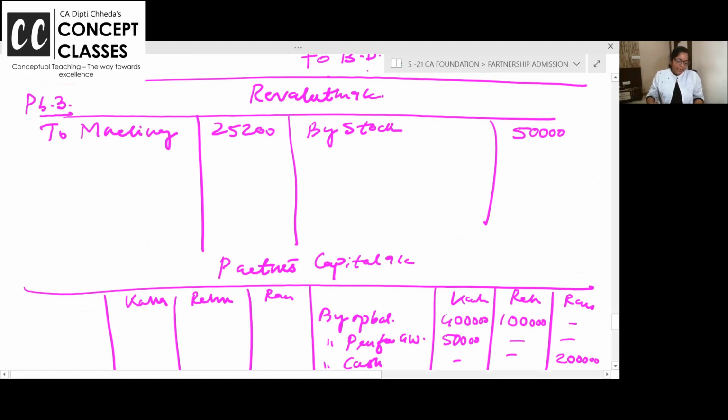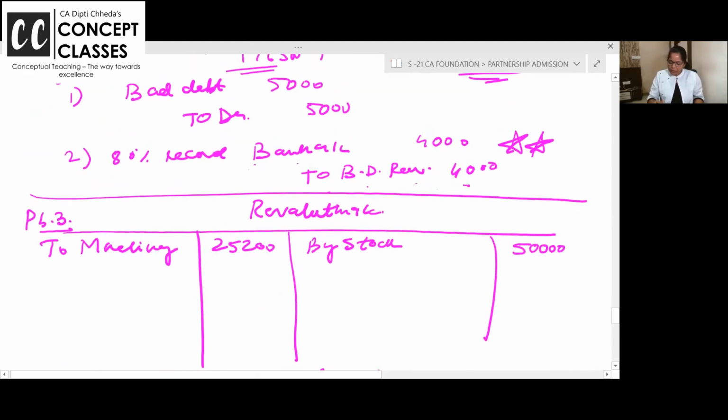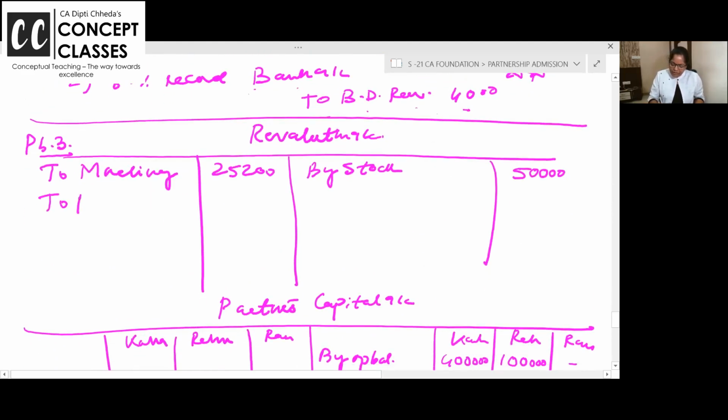A provision on debtors you have to create now. So write down debtors 80,000. How much percentage do you want to create the provision? 5%. That comes to 4,000. 76,000. And when you create provision, revaluation account debit, provision for doubtful debts, 4,000.